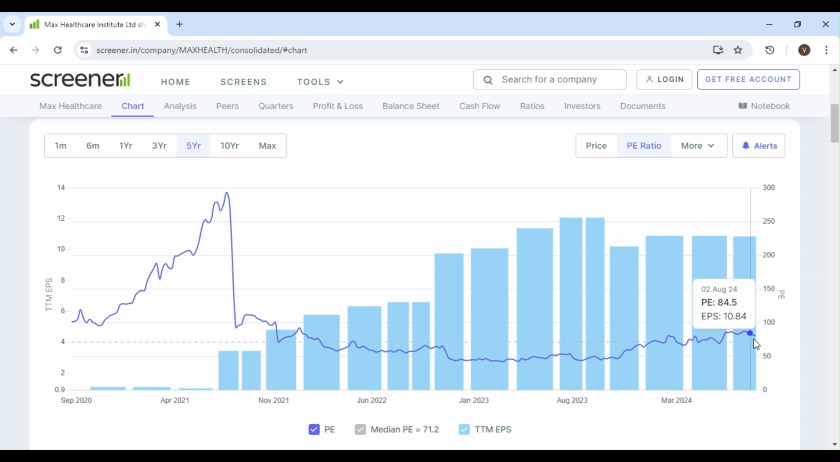So we have to be careful, and we have to see the average PE of the company here. You can see that it is 40 times. So now the PE is 80 times. So it has doubled. So one can wait for the company to correct itself, then we can go for purchase.